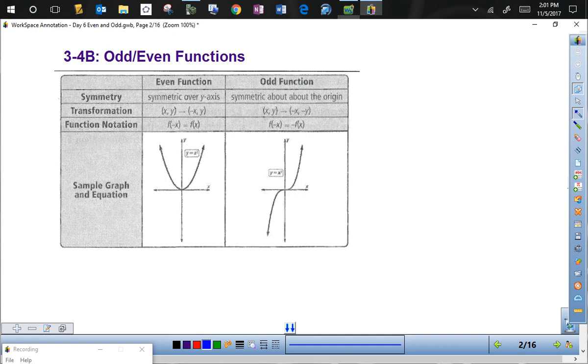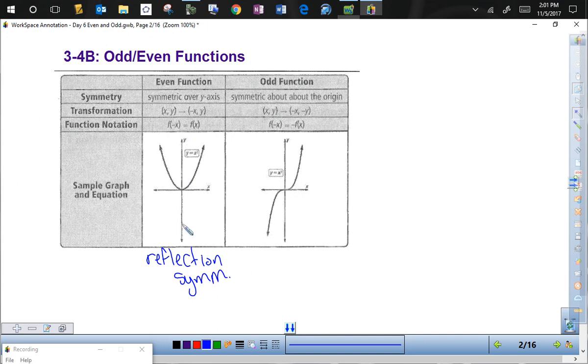So we're going to talk about these in a few different ways. The first thing on your little chart is symmetry. Even functions are functions that are symmetric over the y-axis. Really, that's reflection symmetry, so I'm going to jot that down here and abbreviate it a little. So, reflection symmetry over the y-axis.